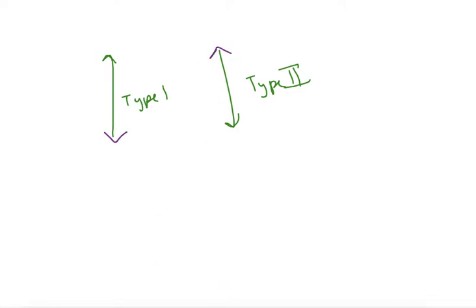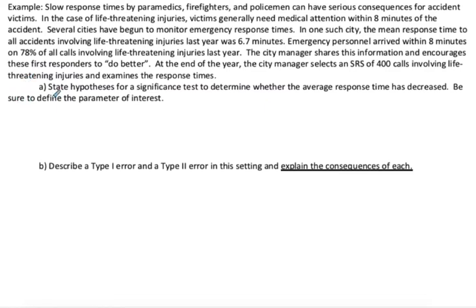So we want to consider the outcomes here as we're looking at the possible errors that we could make. All right, in the last example here, it says slow response times by paramedics, firefighters, and policemen can have serious consequences for accident victims. In the case of life-threatening injuries, victims generally need medical attention within 8 minutes of the accident. Several cities have begun to monitor emergency response times.